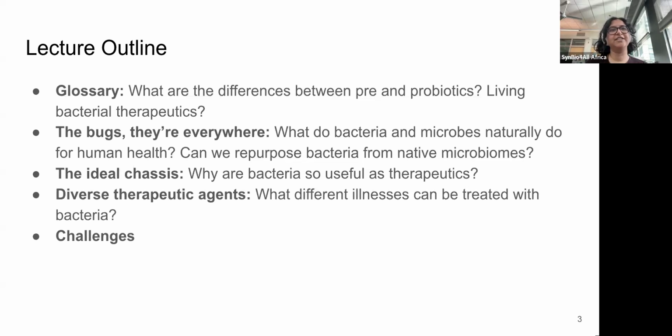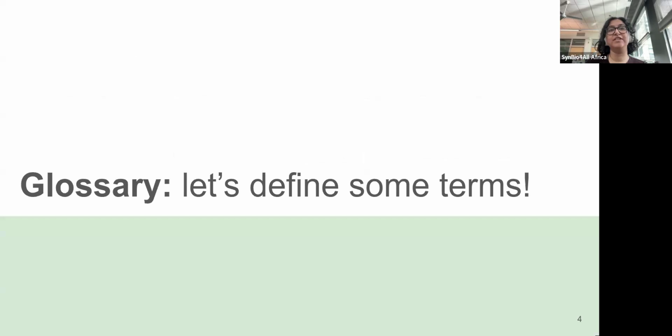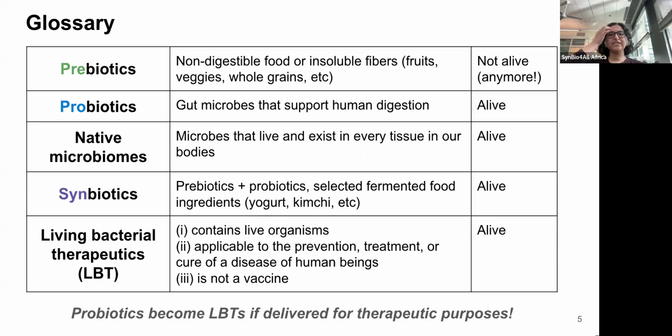And so, let's get straight into the glossary. We're going to define some terms. So first, I wanted to talk a little bit about prebiotics. We'll basically define the term and then tell you if they're alive or not. And then I have a quick activity for all of you. And so first with prebiotics, they're basically the carbs or non-digestible food or insoluble fibers like fruits, veggies, whole grains that your body can't digest.